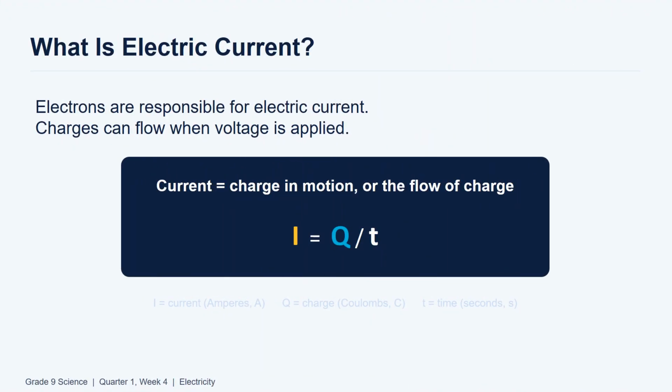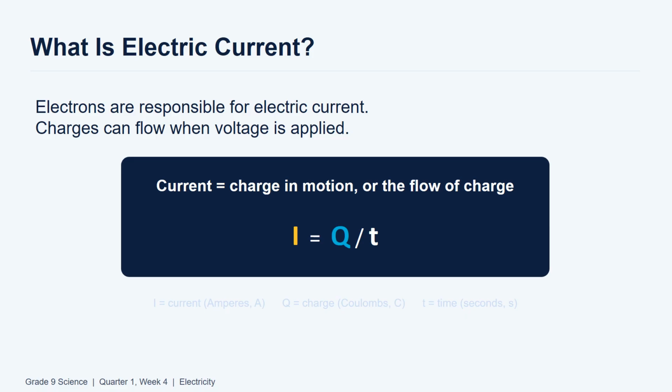Now that we know electrons move around the nucleus, let's connect that to electric current. Electrons are responsible for electric current, and charges can flow when voltage is applied. In simple terms, current is charge in motion, the flow of charge. We describe this using the formula I equals Q over T. Here, I stands for current, measured in amperes, Q stands for charge, measured in coulombs, and T stands for time, measured in seconds. Keep in mind that the charge of just one electron is incredibly tiny, about -1.602 times 10 to the -19th power coulombs.